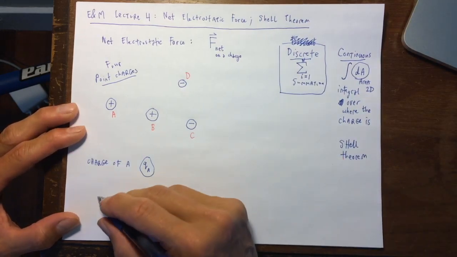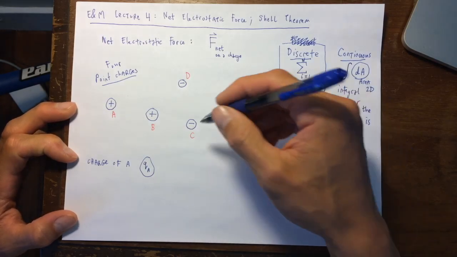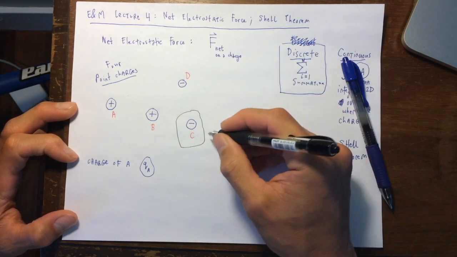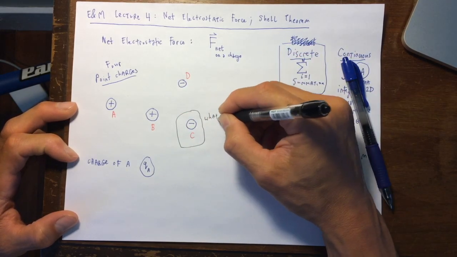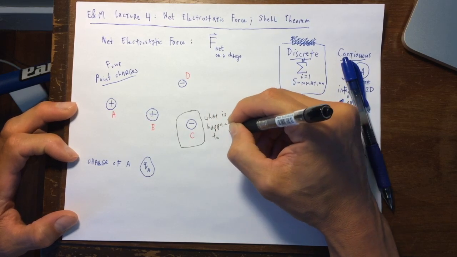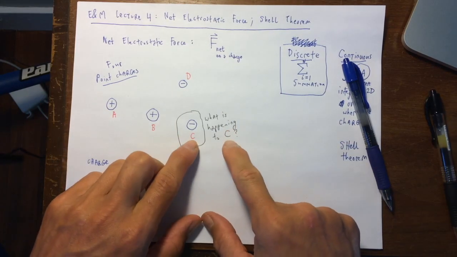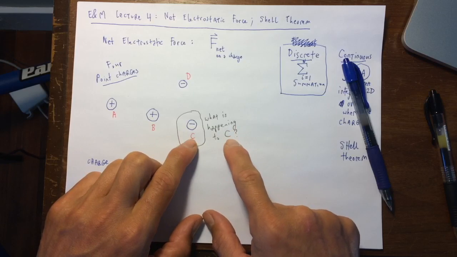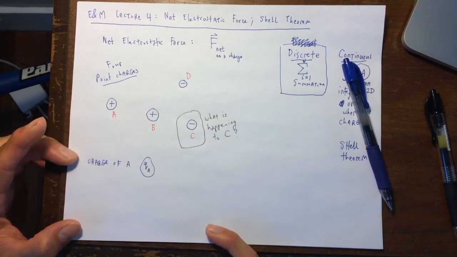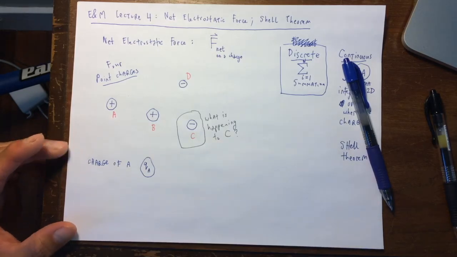So if I want to know about, let's pick a charge at random, let's concentrate on charge C. Let's ask, what is happening to charge number C? C is not for Coulomb. In this context, this is for a label on the charge. Okay, so what is happening to charge C?